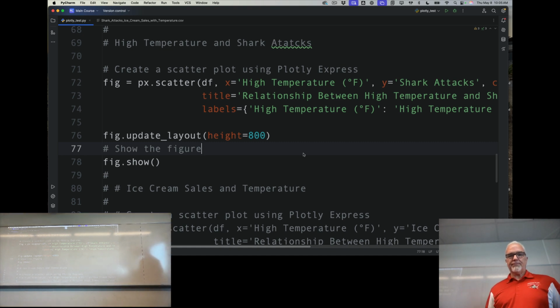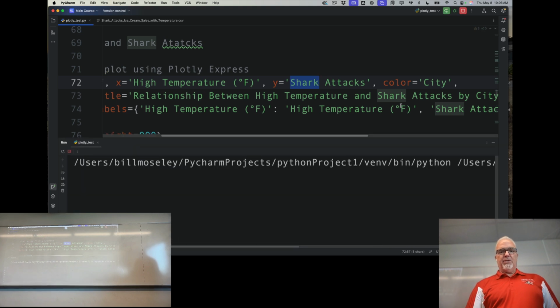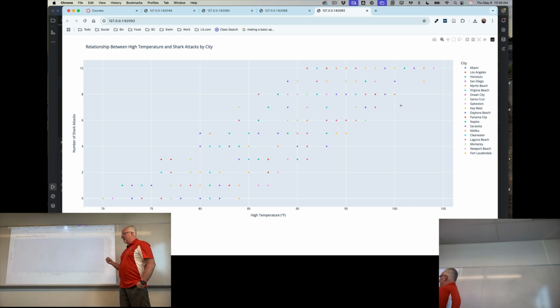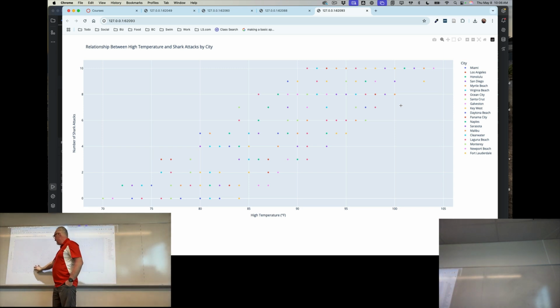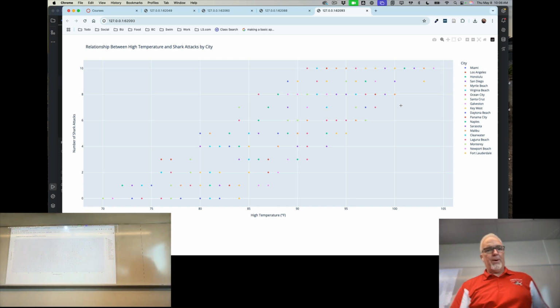So if we look at the high temperature for that year and shark attacks, and we plot those two, we can see that's not as tightly grouped, so it's not as strong a relationship, but you can definitely see that there's a trend here. And those are positively related.